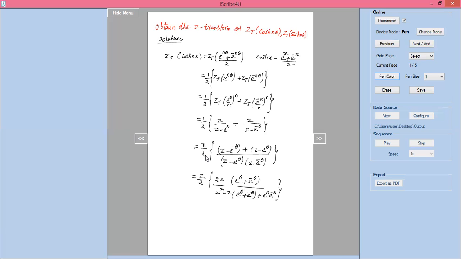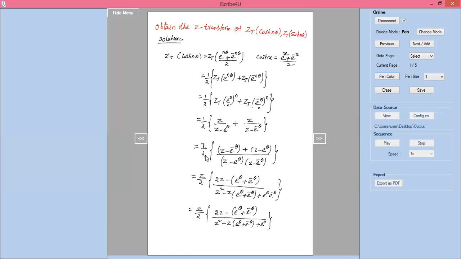If we simplify this, we get Z by 2 into 2Z minus e power theta plus e power minus theta, divided by Z square minus Z into e power theta plus e power minus theta. E power theta into e power minus theta: a power m into a power n is a power m plus n, that is e power 0. Now you will get, if you simplify that, what is that?